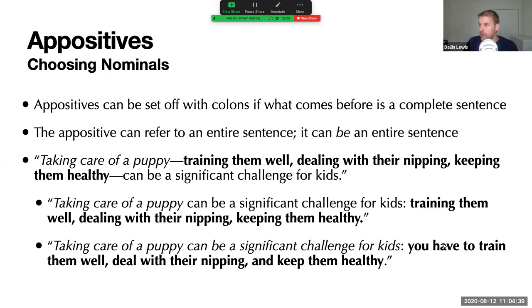Where we could even make that whole appositive an entire sentence. Taking care of a puppy can be a significant challenge for kids, colon. You have to train them well, deal with their nipping, keep them healthy. You could have also, of course, put a semicolon here.